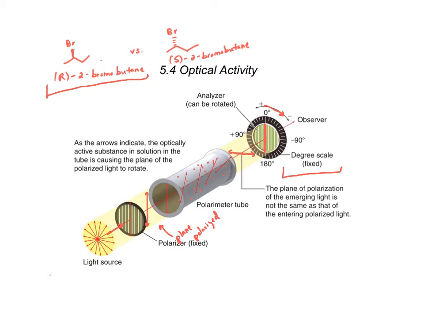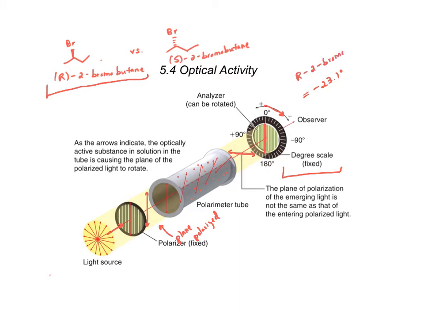Now, let's say that for our bromobutane, we measured that and we ended up finding that this angle was minus 23 degrees. So let's say we have to rotate it this way, minus 23 degrees, and this is what we get for this R 2-bromobutane.